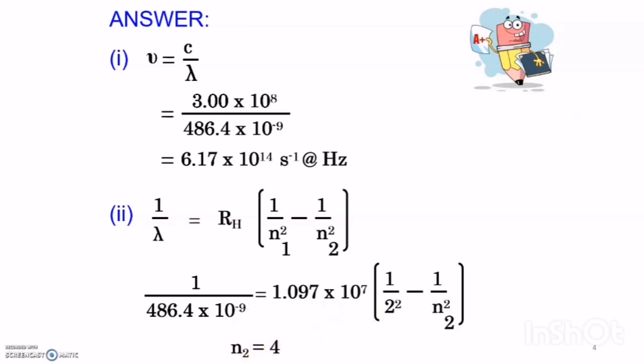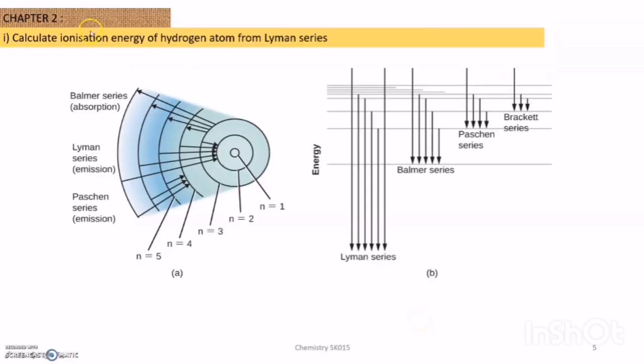At the same time, for the Balmer series, the emission drops to n equal to 2, which is represented by the visible spectral region. Okay, so next one, calculate.